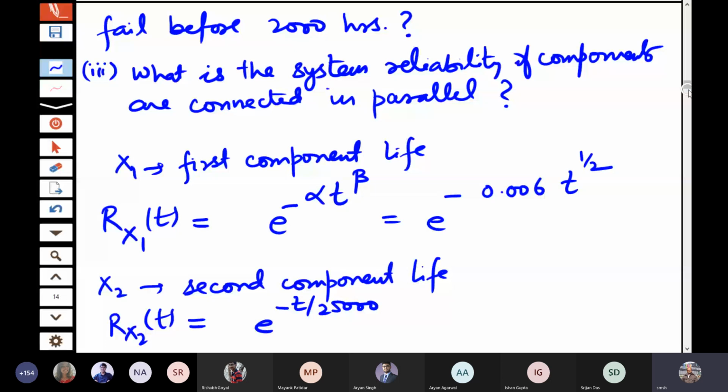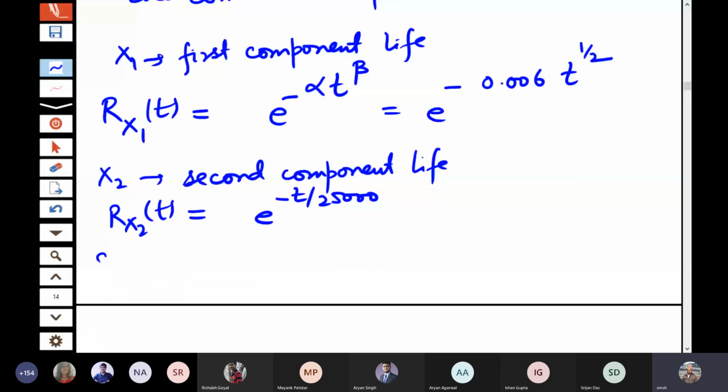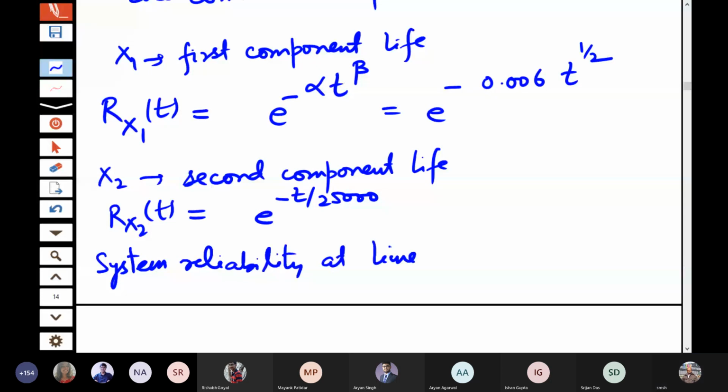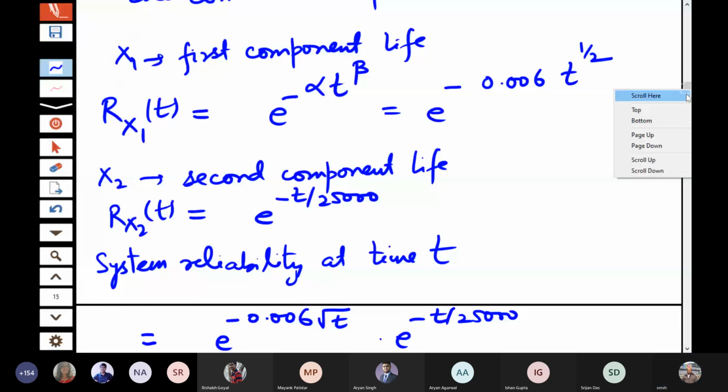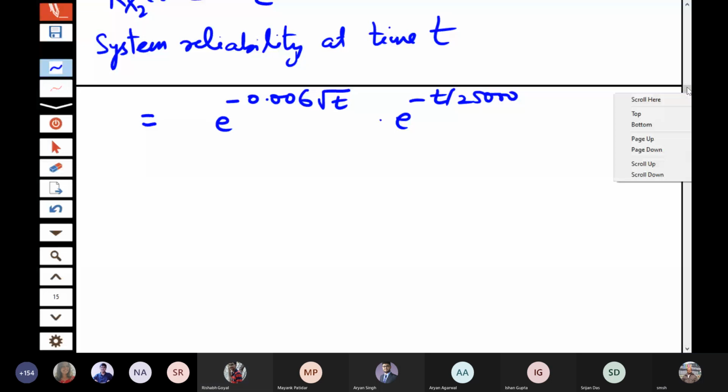So what is the system reliability then? System reliability at time t is the product of these two terms, that is e to the power minus 0.006 square root t into e to the power minus t by 25,000. Is that okay? Yes, sir.